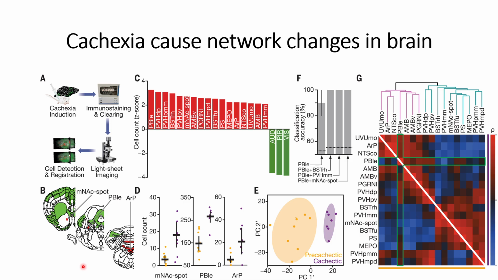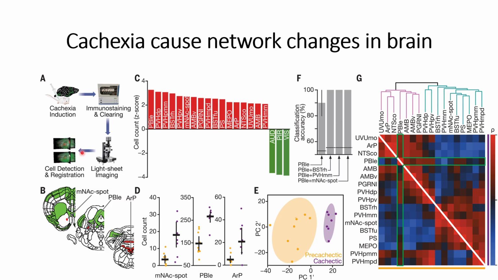In this, they are able to see that some of the genes are highly upregulated and some highly downregulated from pre-Cachectic to Cachectic conditions. Around 41% of the genes are downregulated, and around 12 genes approximately, I'm not able to recall the exact number, are upregulated in this pre-Cachectic to Cachectic transition. And some of the spots are shown here, that is MNAC spots and this PBIE and the ARPs, and these three are highly upregulated.